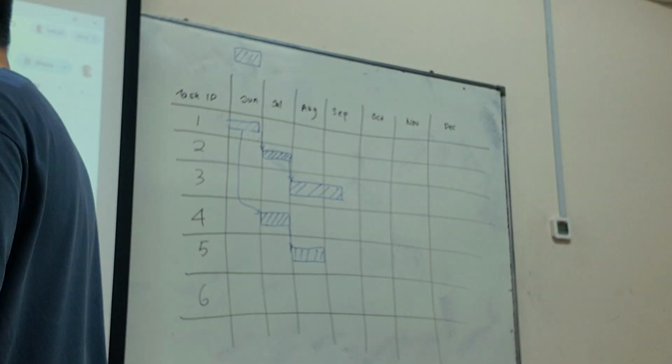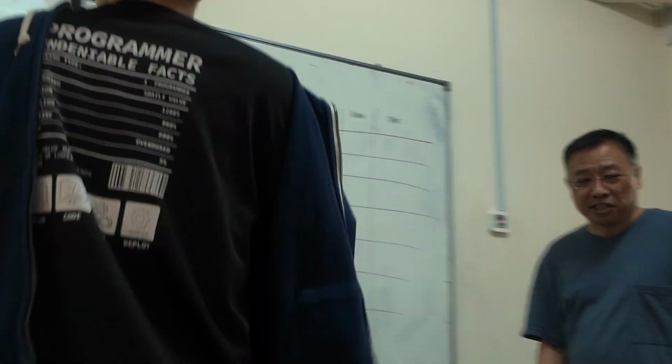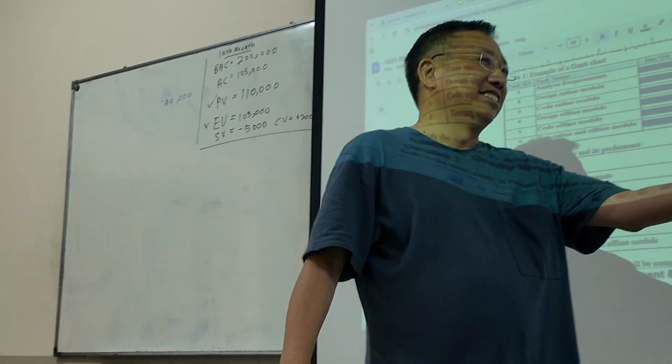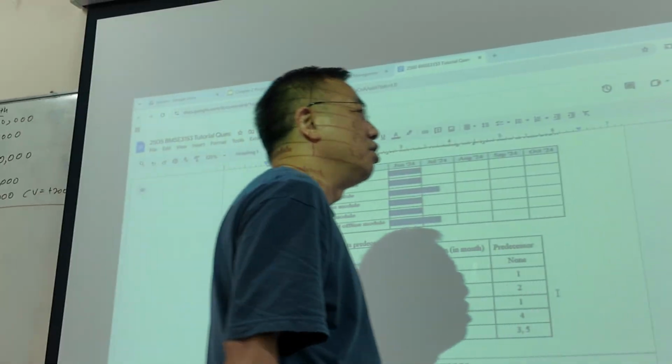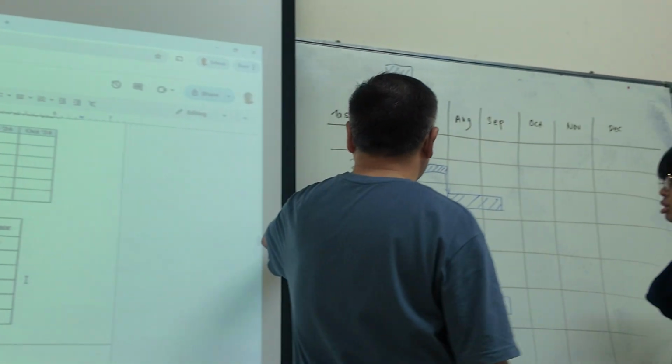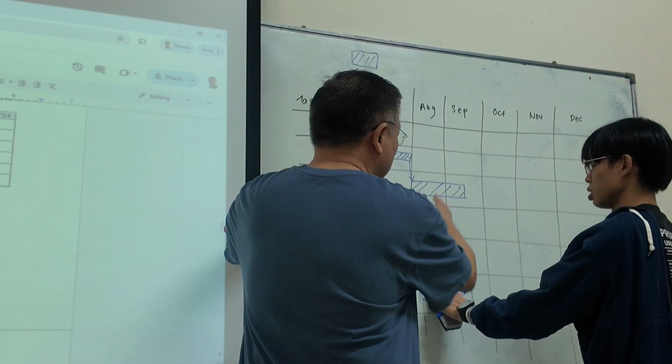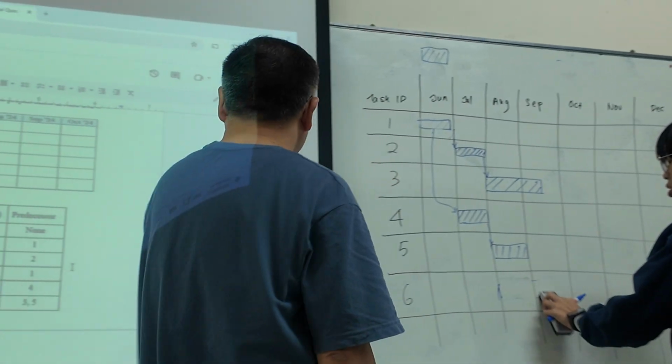Okay, Ryan, you got the trickiest one. That's number 6. It's got 2 predecessors. Right? The predecessor is 3 and 5, you know. You must come after the longest one because the predecessor is 3 and 5. So you should come after the longest one. The last one. Because it has to finish before.